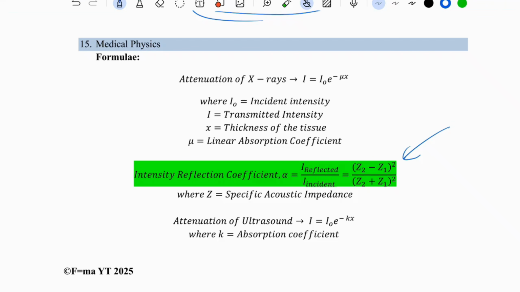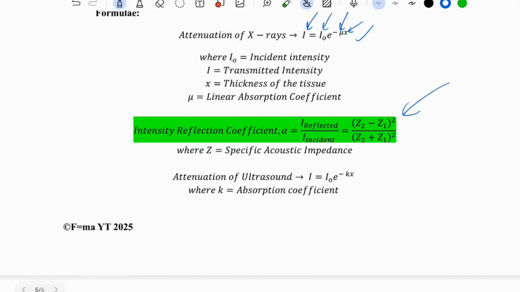First one is attenuation of X-rays. This is your transmitted intensity. This is your incident intensity. This is the linear absorption coefficient. X is the thickness of the tissue. Attenuation of ultrasound has almost the same formula. It's just that k is the absorption coefficient. This is also an absorption coefficient, right? It's just that one is X-ray, one is ultrasound. So both are the same.